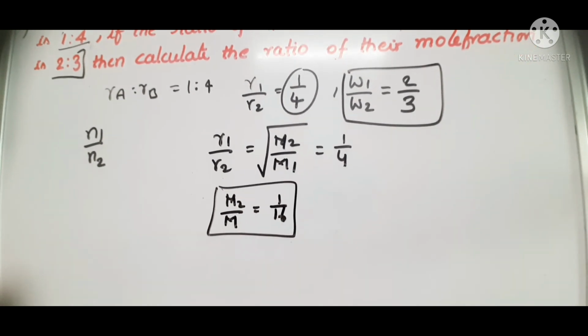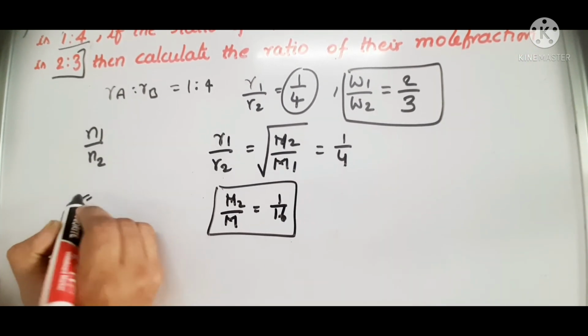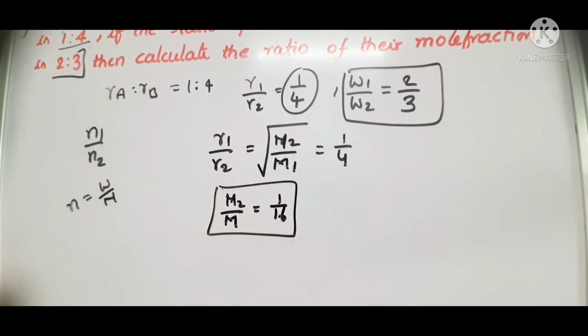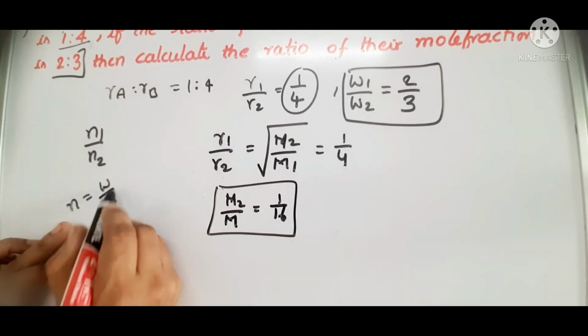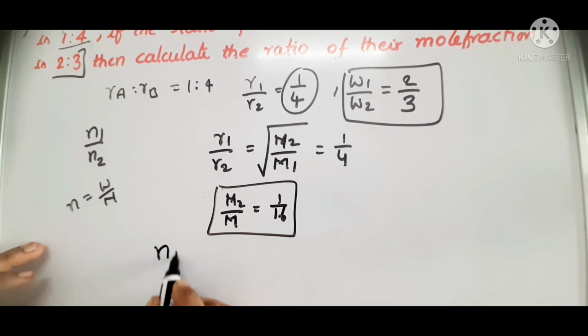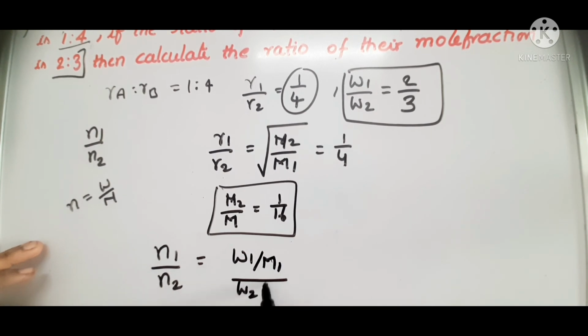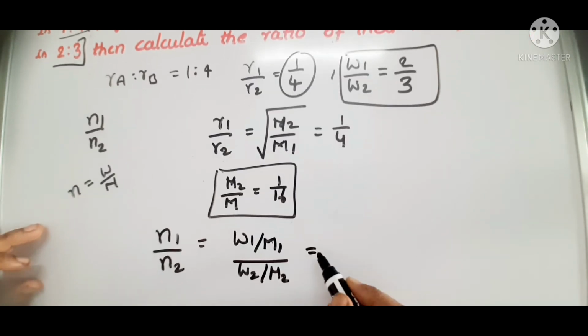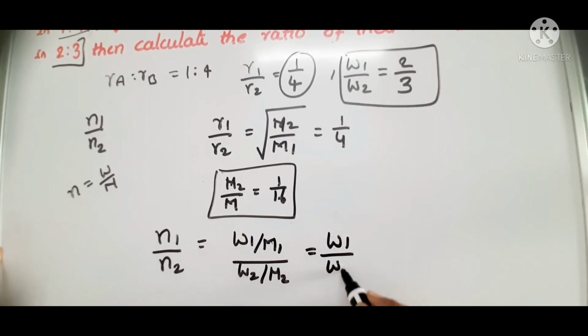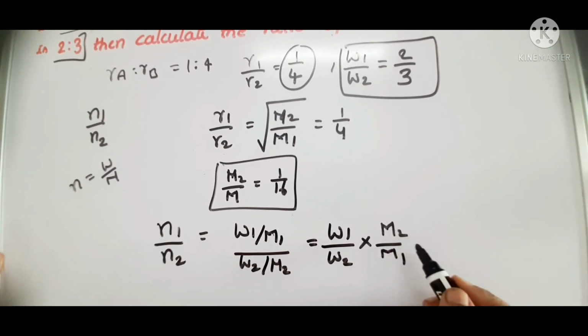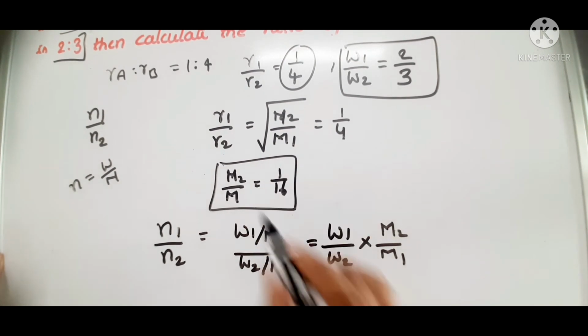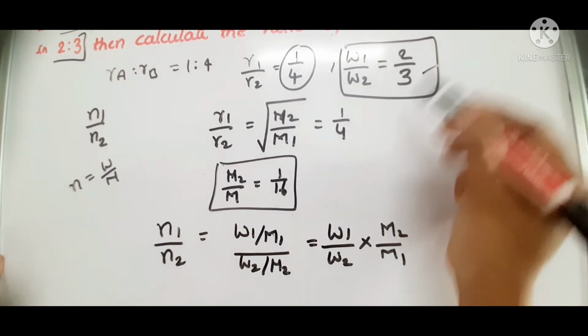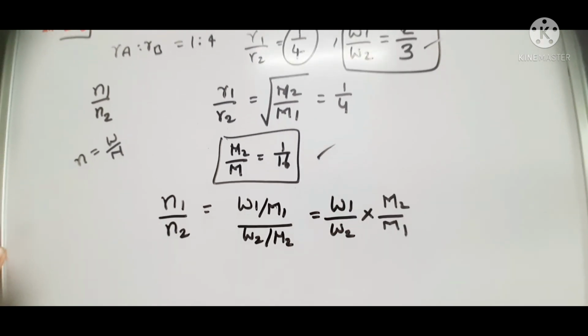Now we have to calculate mole fraction. What is mole number? Mole equal to weight by molecular weight. So N1 equal to W1 by M1. So I can write it like N1 by N2 equal to W1 by M1 divided by W2 by M2. So this will become W1 divided by W2 into M2 by M1. In order to have this value very easily, I just delete this square root. So you can substitute these two values in this equation.